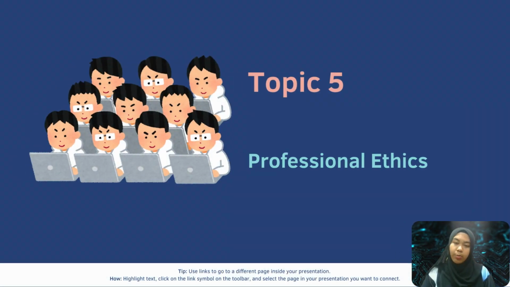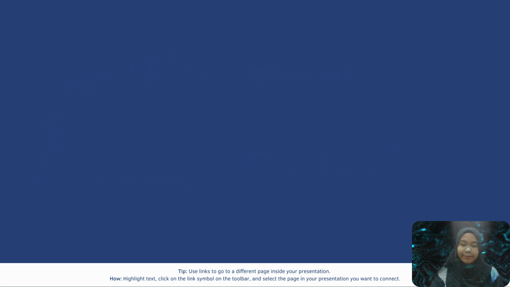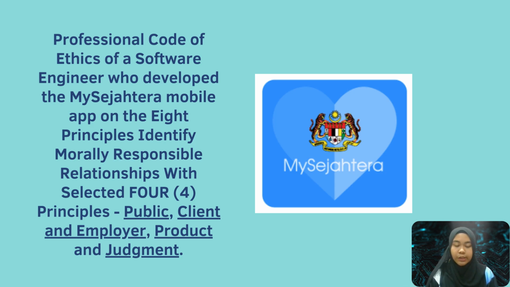And now we move to the final topic, which is topic 5, professional ethics. So, for this topic, I will summarize the professional code of ethics of a software engineer who developed the MySejahtera mobile app on the 8 principles, identifying morally responsible relationships with selected 4 principles, which are public, client and employer, product, and judgment.